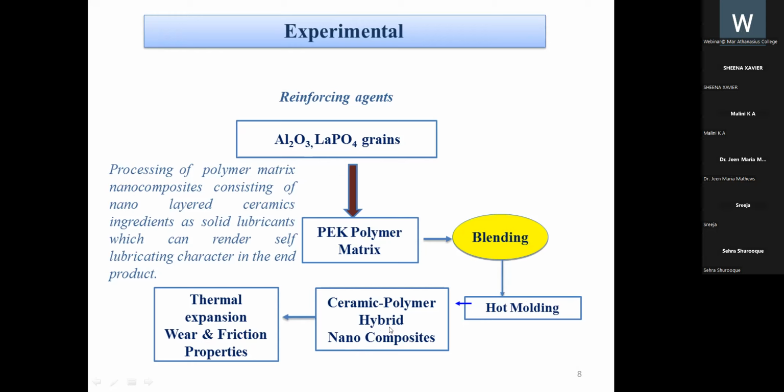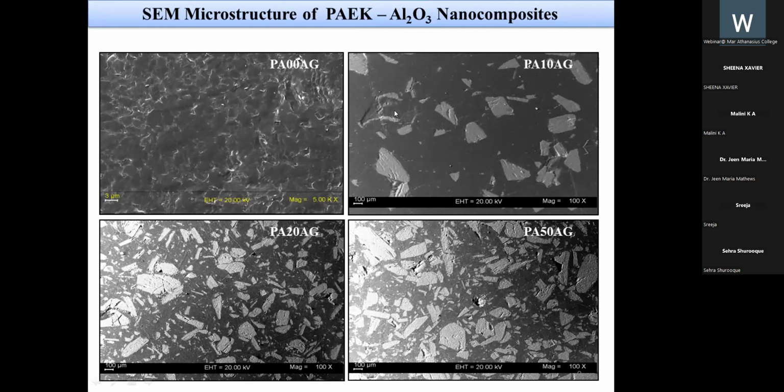These images are for different percentages of loading of alumina grains in the polymer matrix. This shows that for 10% loading and 20% loading, there is proper blending between alumina grains and the polymer matrix. After that, it shows some detachment of ceramic fillers from the polymer matrix due to overloading. The same is shown for lanthanum phosphate grains in PEEK polymer.